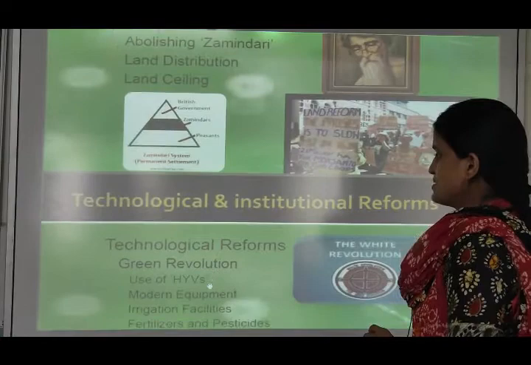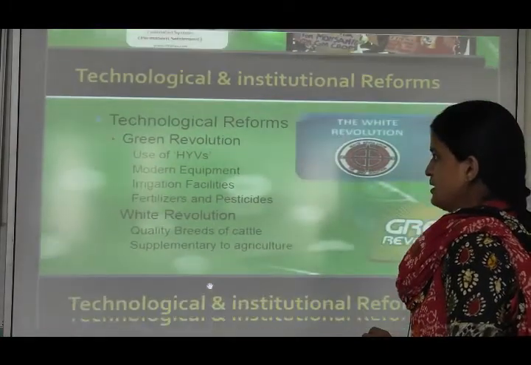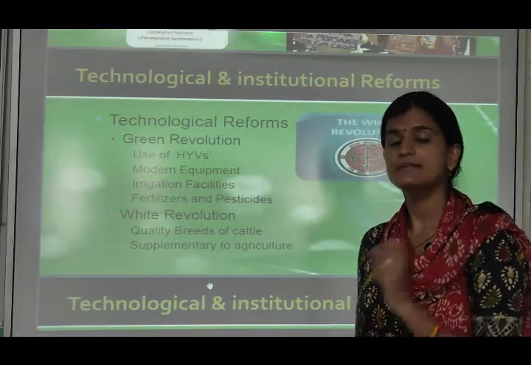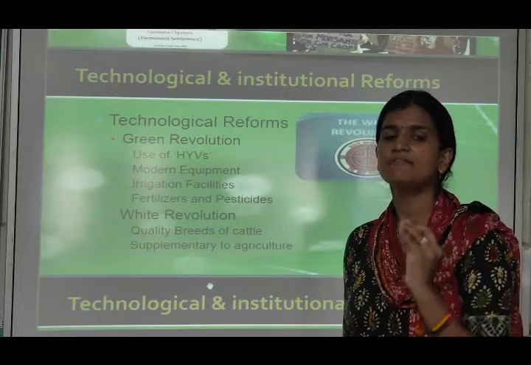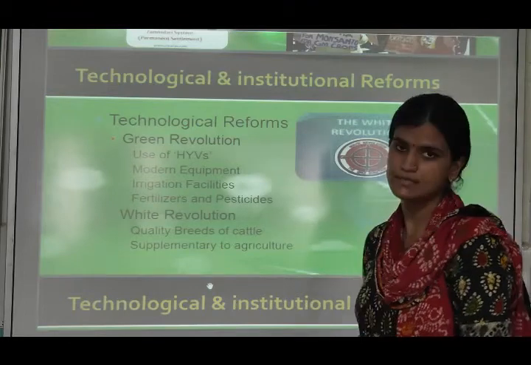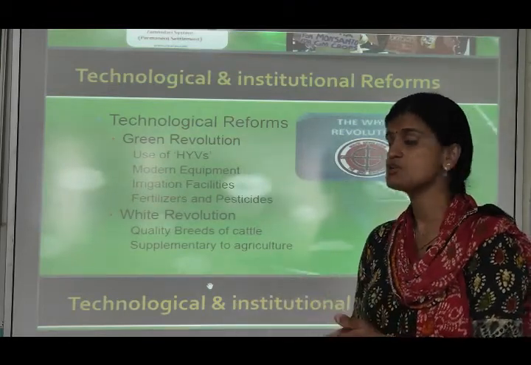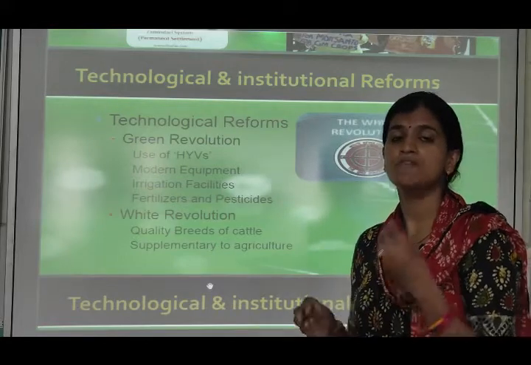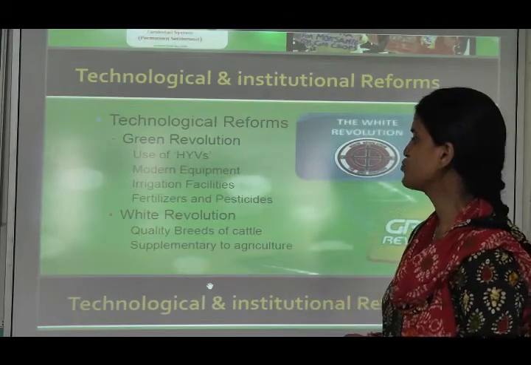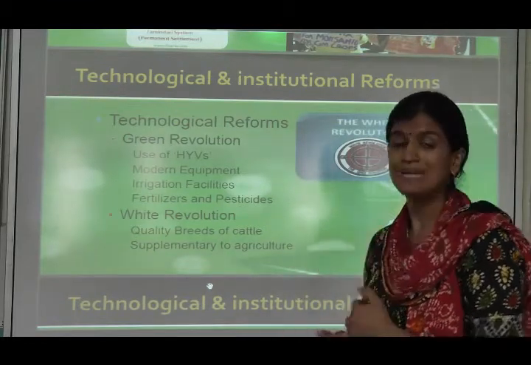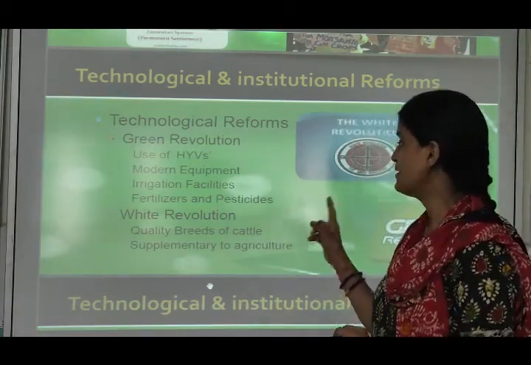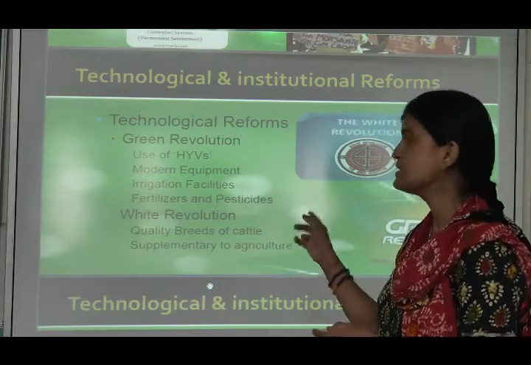Now in technological reforms, firstly we have the green revolution. We have studied the green revolution in previous classes also. In this, HYV seeds, that is high yielding variety seeds, were used. Modern equipment, irrigation facilities, fertilizers and pesticides were all required for the green revolution. Then the white revolution: quality breeds of cattle, supplementary to agriculture, means quality cattle rearing.